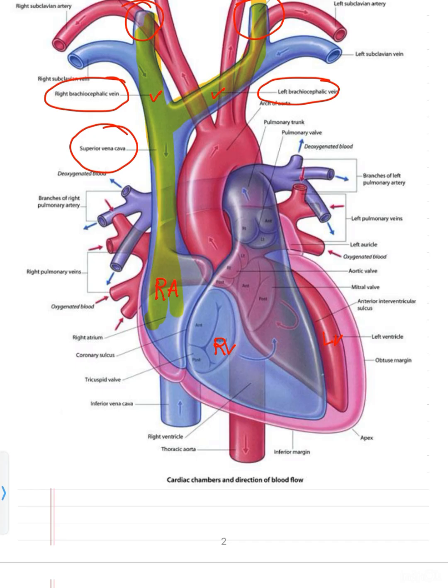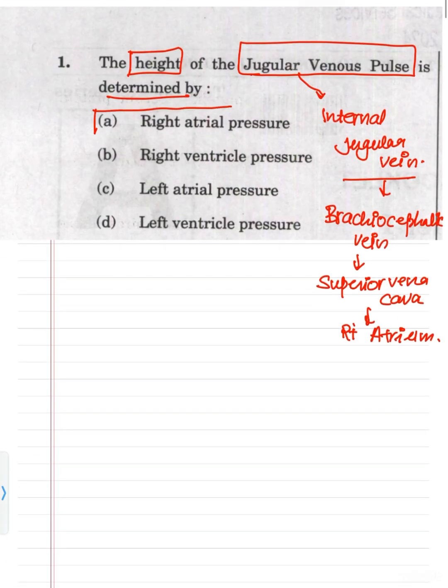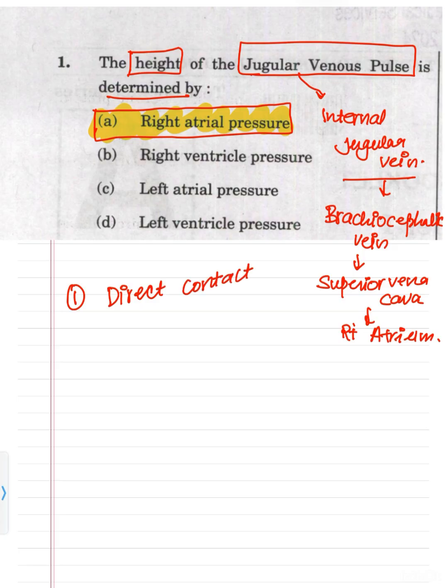Number 2, we can also observe one more thing. There are no valves between the right atrium and the internal jugular vein. So whatever the pressure in the right atrium will be directly transmitted into the internal jugular vein. This is the reason that the height of the jugular venous pulse is determined by the right atrial pressure. Whatever is happening in the right atrium will be seen in the jugular venous pulsations, waveforms. So there are two reasons. Number 1, it is in direct contact, in direct line. And number 2, absence of valves. So A will be the correct answer.